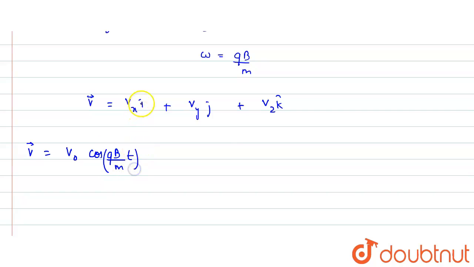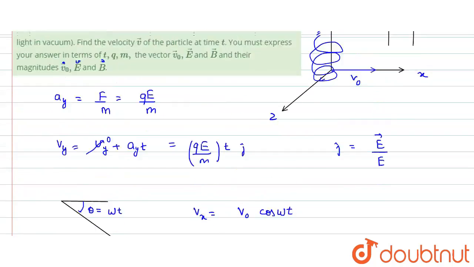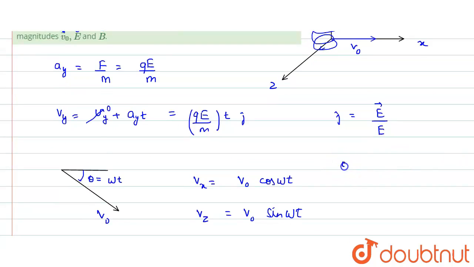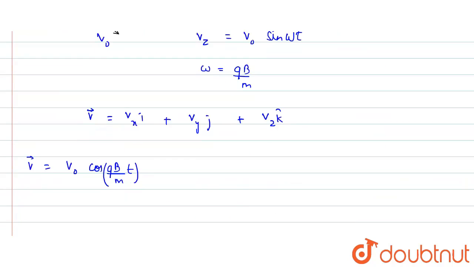Now what would be our i cap? How can we define the direction of i cap? We see here, initially v naught is in this i direction. v naught is in the i cap direction or the x direction. So we can say that our i would be equal to vector v naught divided by the mod of the initial velocity, which is v naught. So our i would be equal to v naught vector divided by v naught.